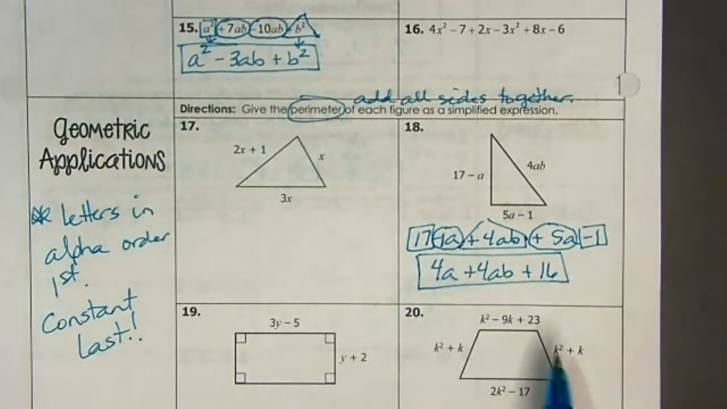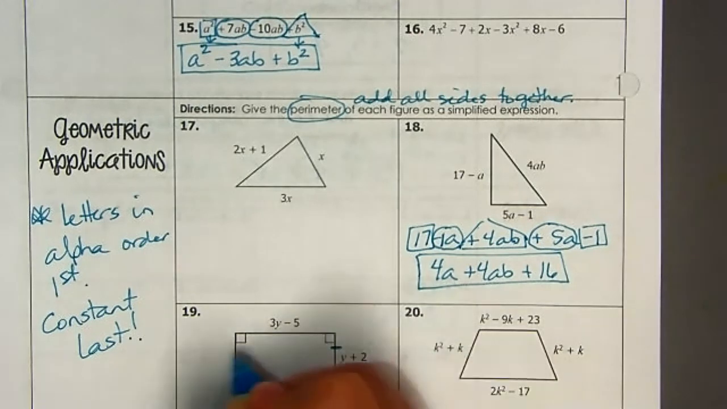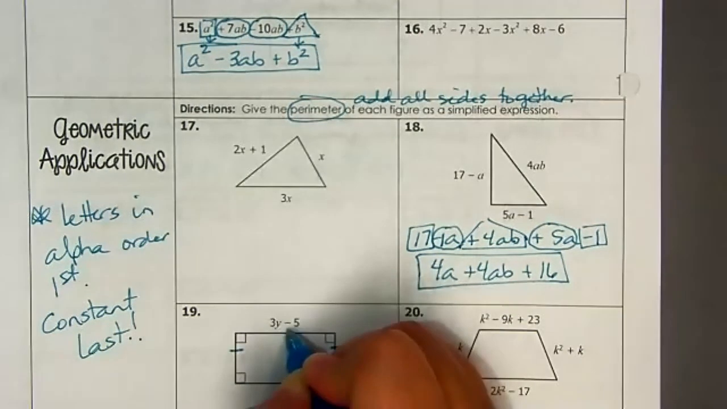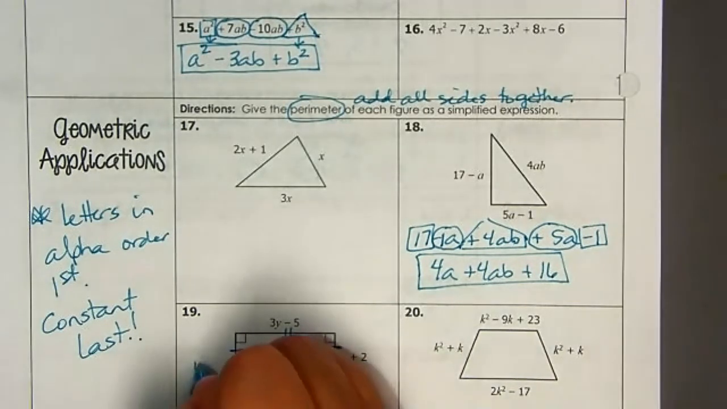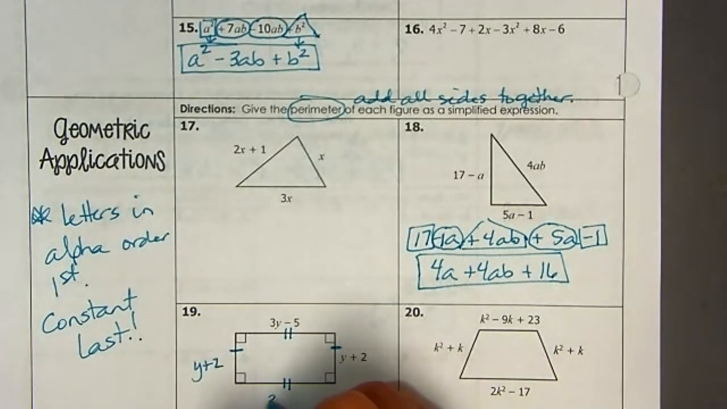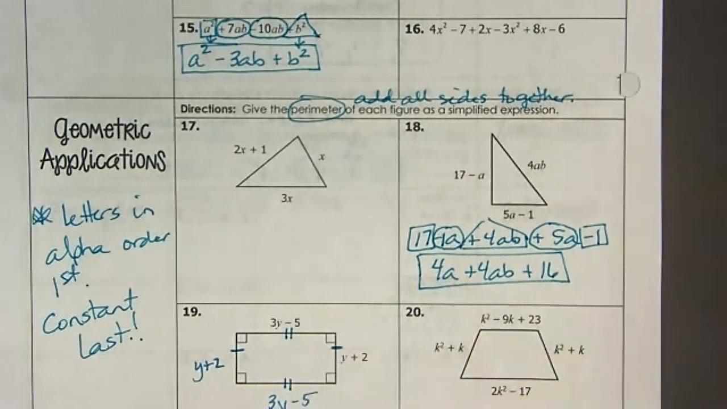Again, you're adding all the sides. Remember here, when you have a rectangle like this, this side is the same as this side. This side is the same as this side. So this is going to be y plus 2 here. This is going to be 3y minus 5.